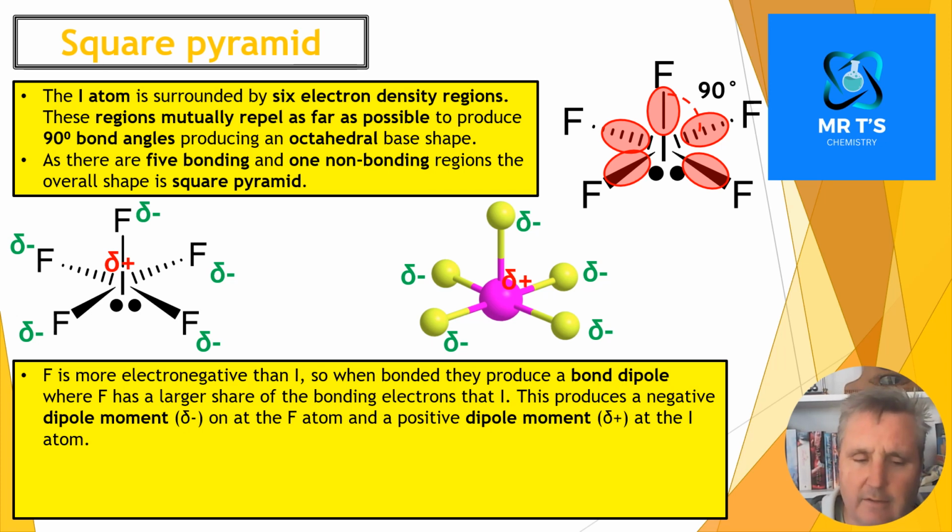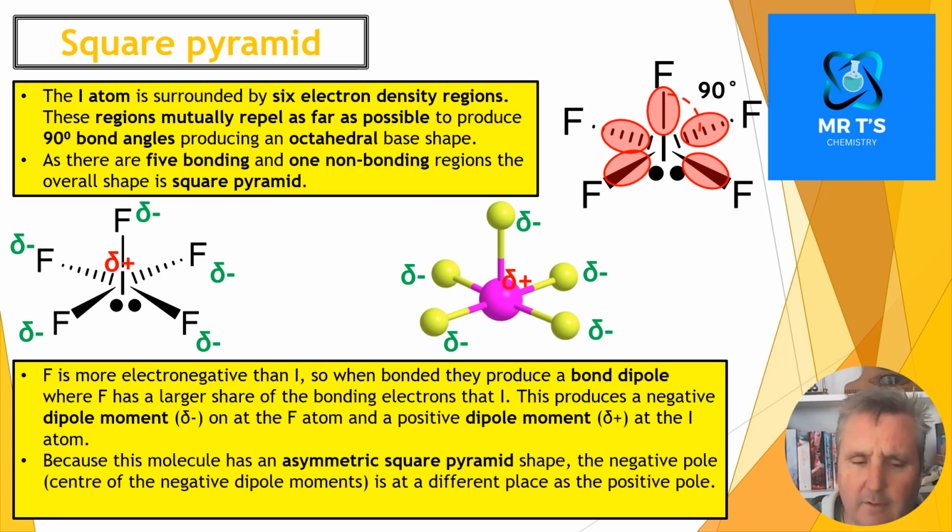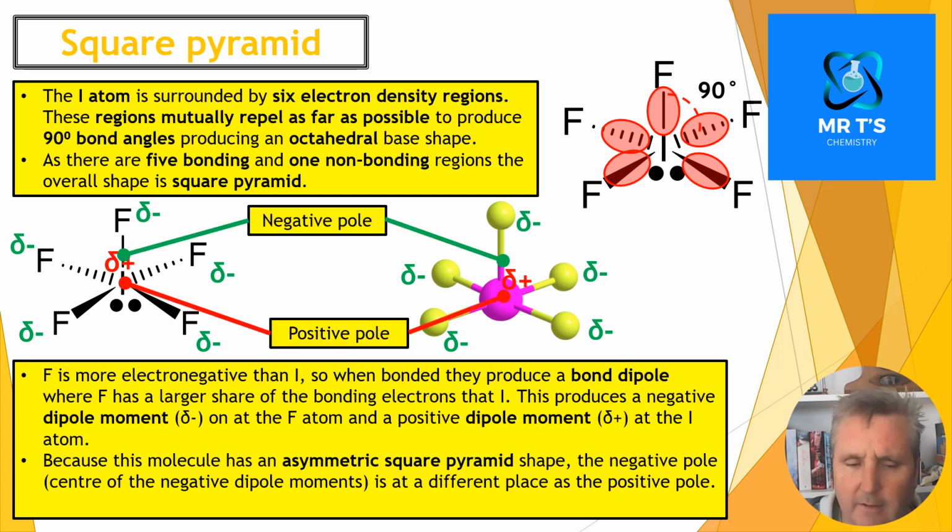We can see that when we do the center of the negatives, they're going to be slightly above the iodine. So see the negative pole is slightly above the iodine because this fluorine at the top just pulls the center of the negative pole at the top away from where the positive pole is, which is in the middle of the iodine. So now we have a negative and a positive pole, or 2 poles. They do not cancel out, so this is a polar molecule.